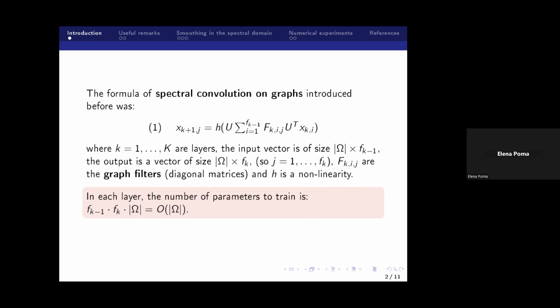There are some useful remarks to make about this formula, because we see that in each layer, the number of parameters to train is F_{k-1} times F_k times the cardinality of omega. So the complexity is big O of n, and so it depends upon the input size. It depends upon the number of nodes.